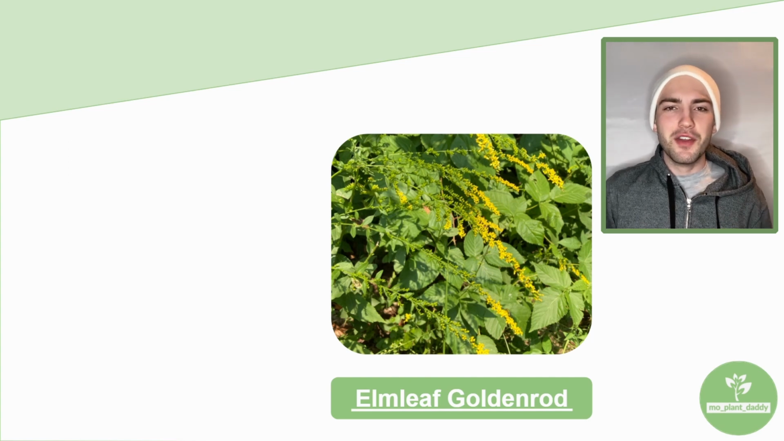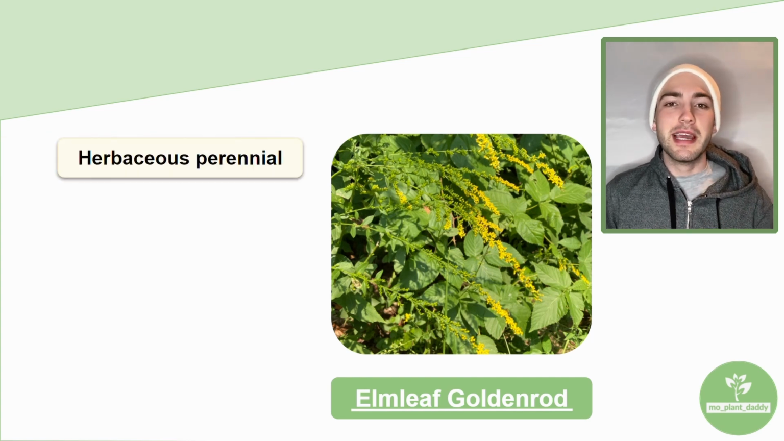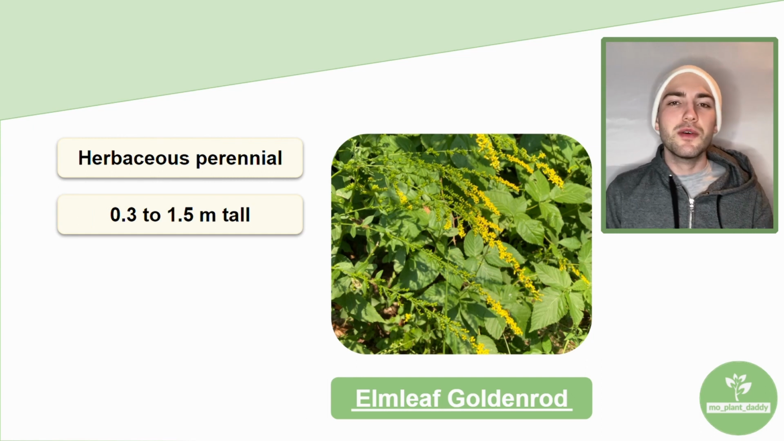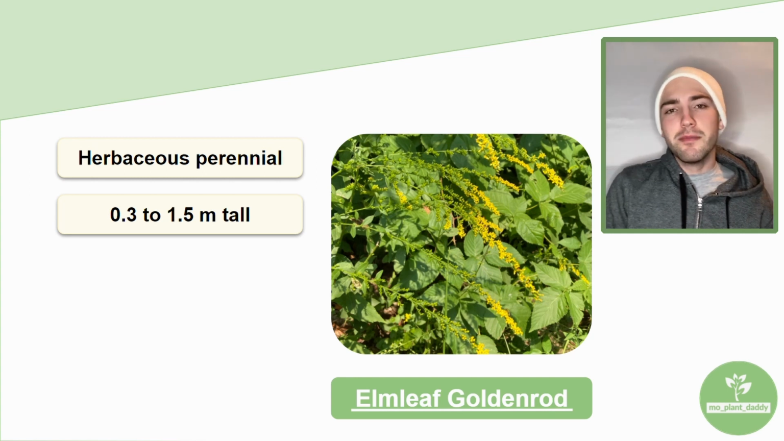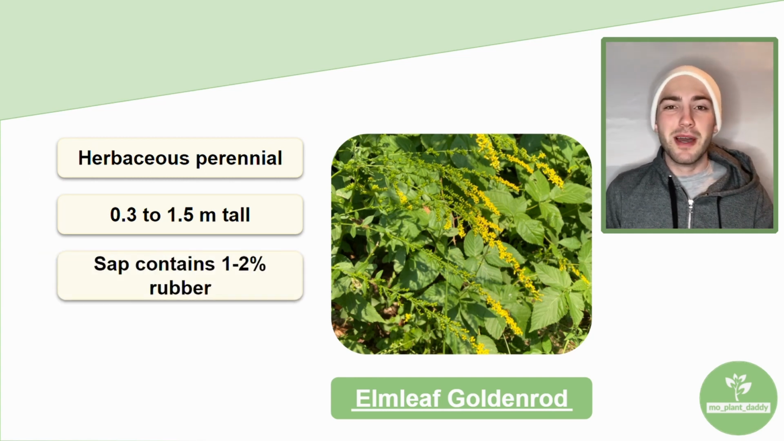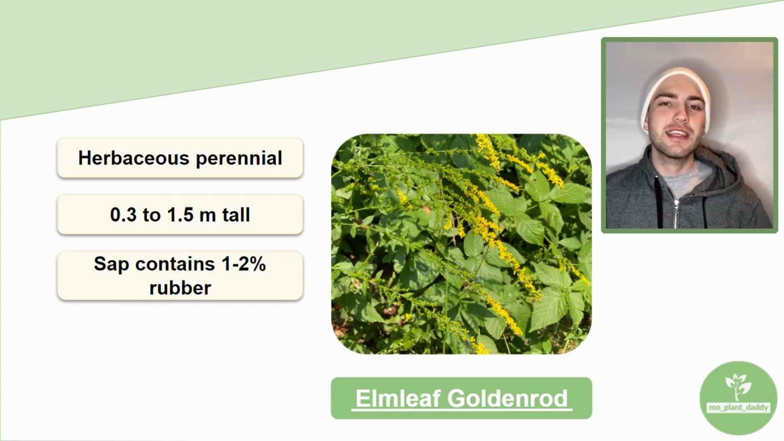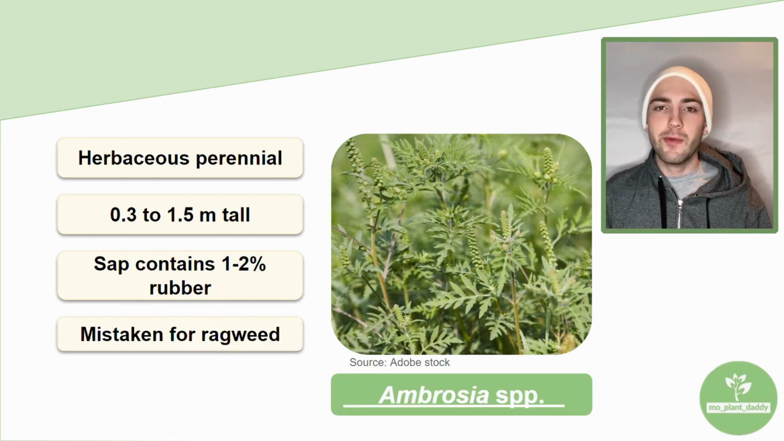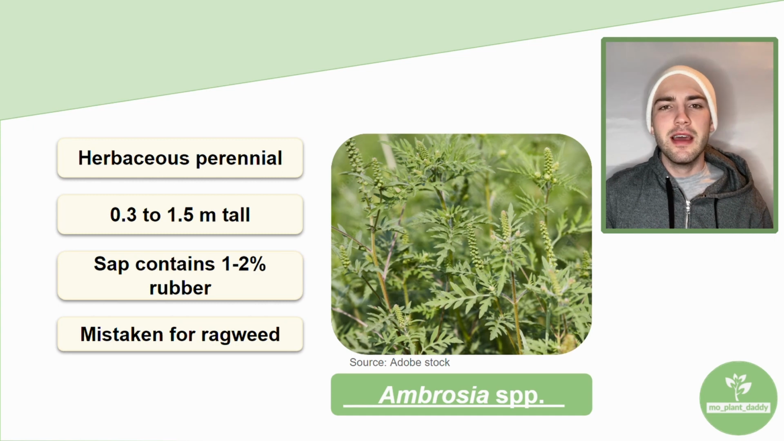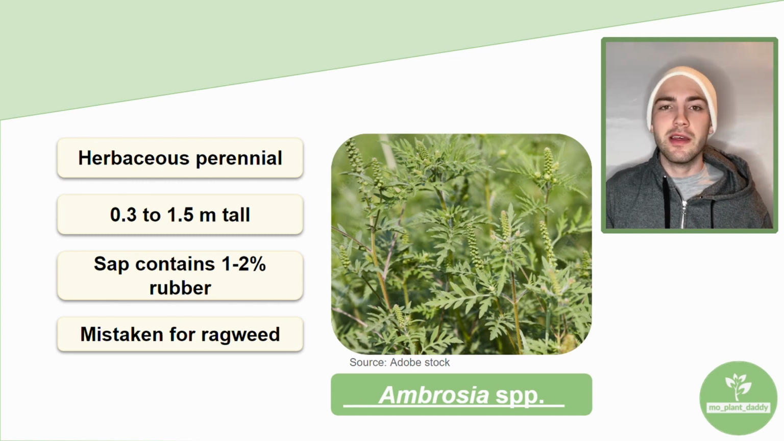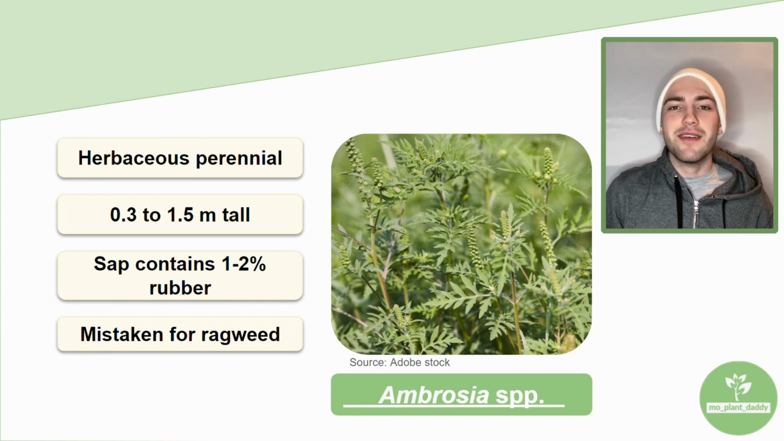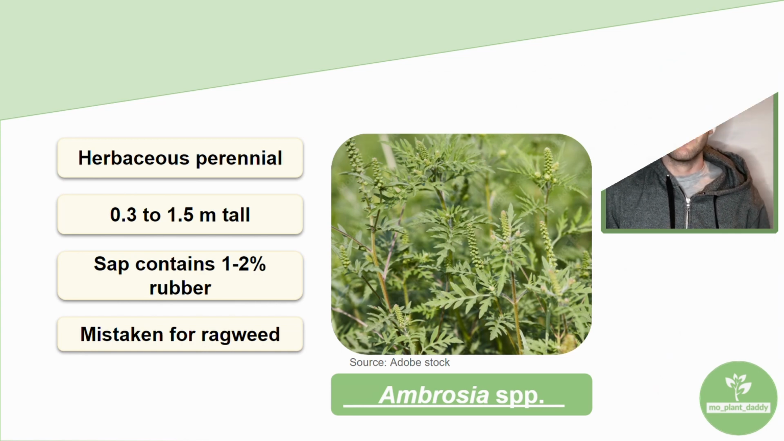Now, the Elmleaf Goldenrod is a herbaceous perennial plant that grows to be about 0.3 to 1.5 meters tall. All goldenrods have sap that contains rubber, but the Elmleaf Goldenrod sap contains about 1 to 2% rubber. Additionally, goldenrods like this one are commonly mistaken for ragweeds, which are a common allergen. And they're a common allergen because ragweeds have wind-dispersed pollen, whereas goldenrods have a sticky insect-dispersed pollen.